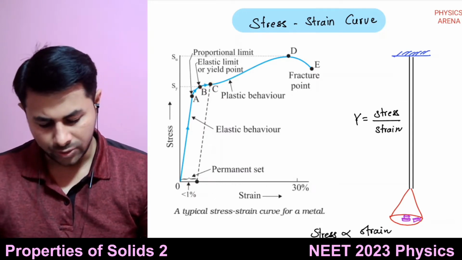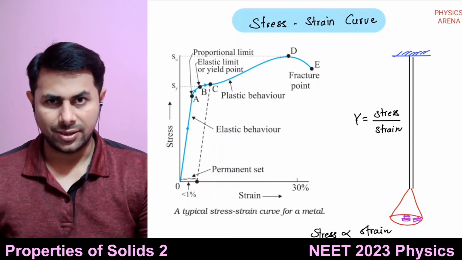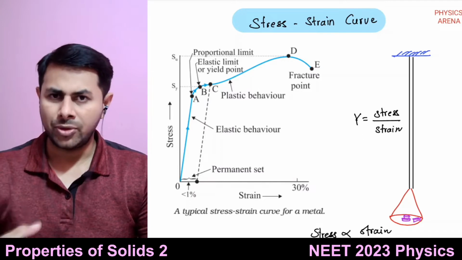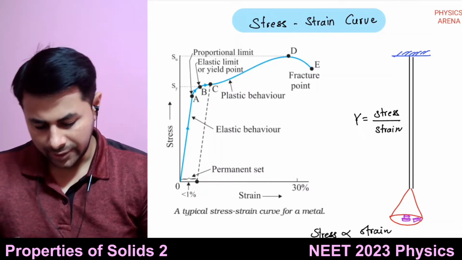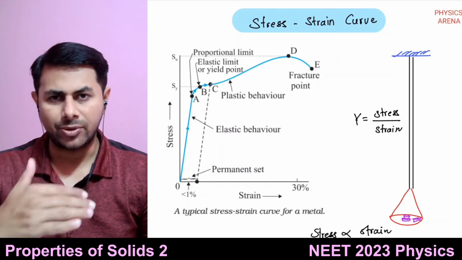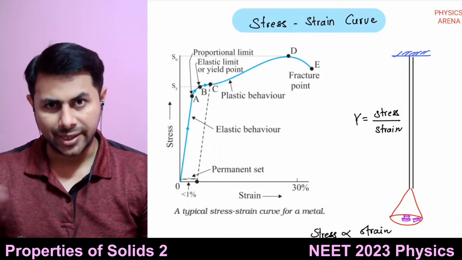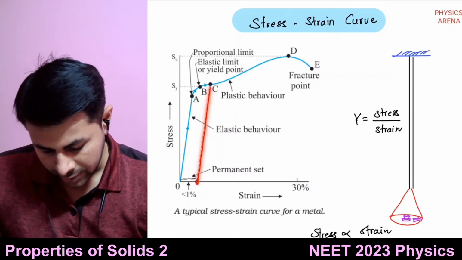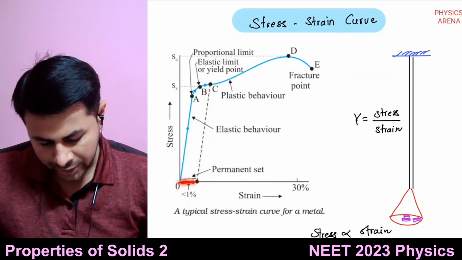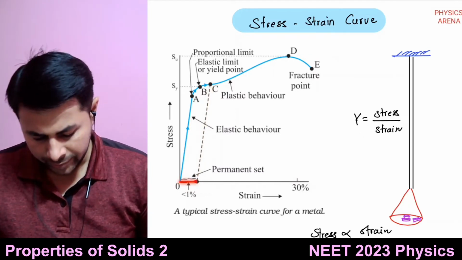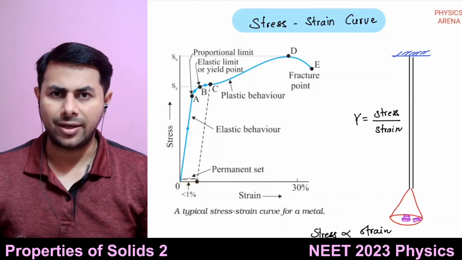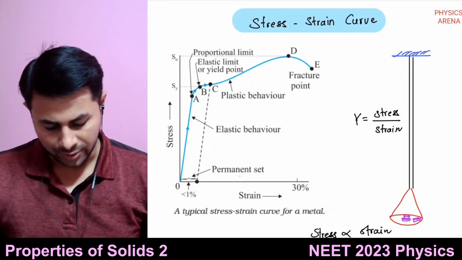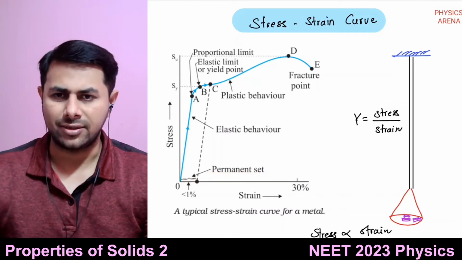Okay, so now the wire is no longer elastic. So the wire will not regain its original length if you remove all the weights. Okay, so what happens now? If you remove all the weights from this point, if you remove the external stress, then still some permanent elongation is left in the wire. This much permanent elongation is left in the wire, and it is known as set, or permanent set, you can say.